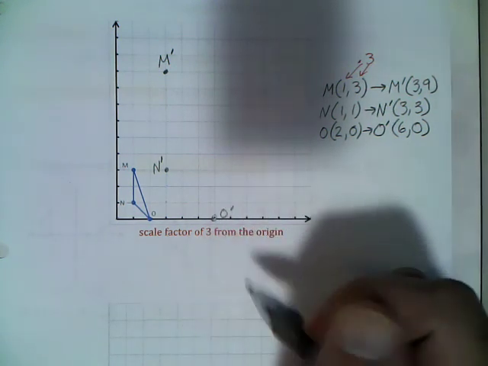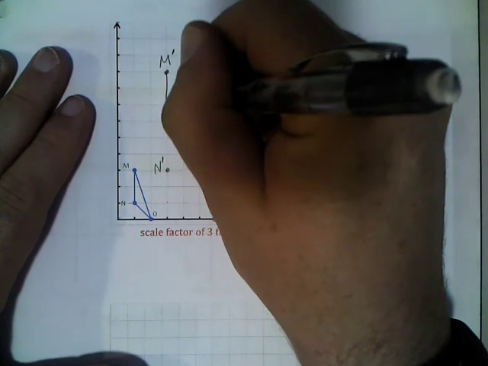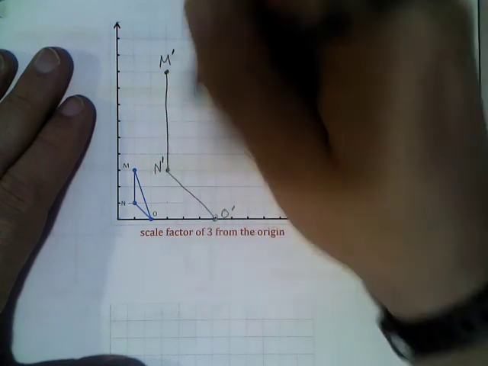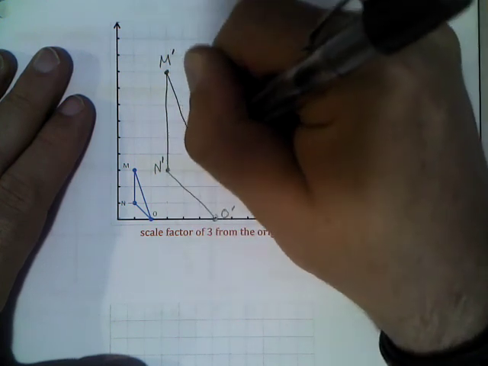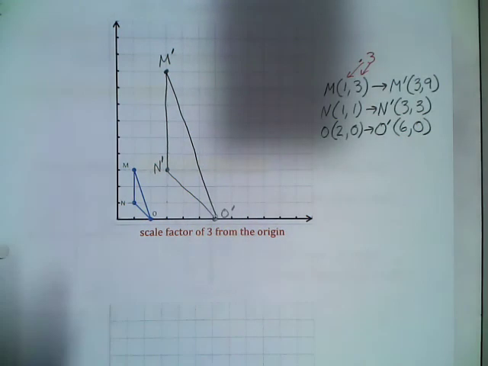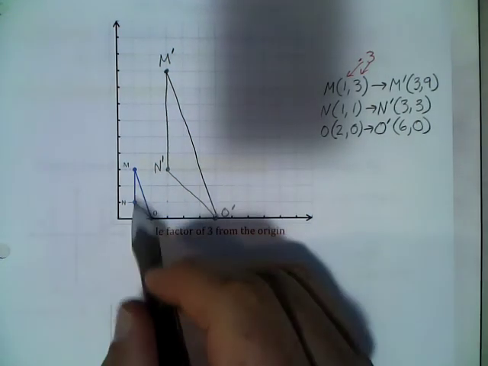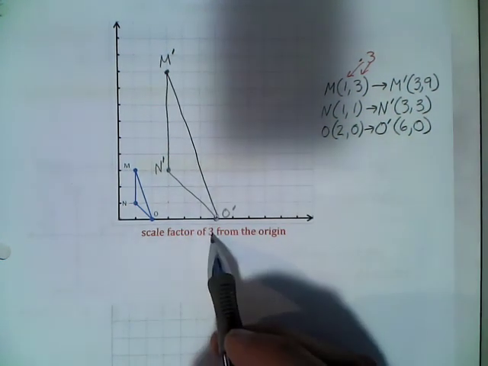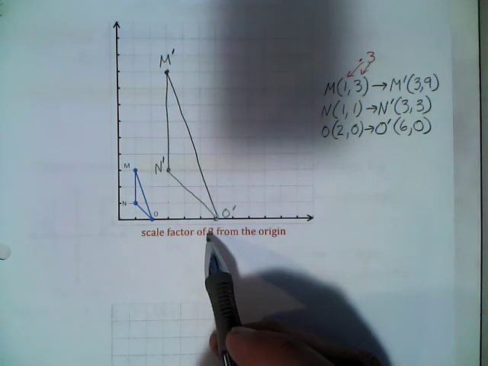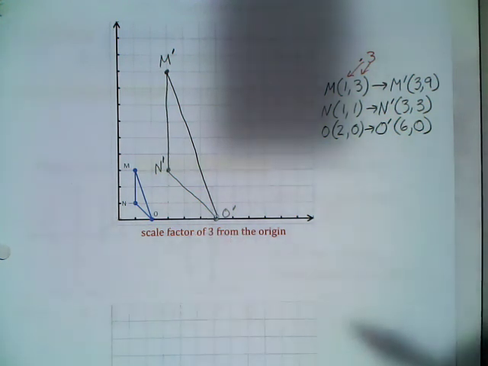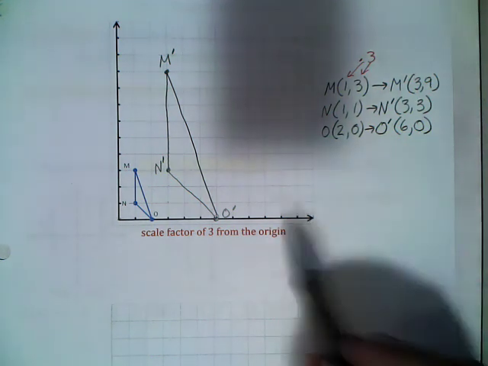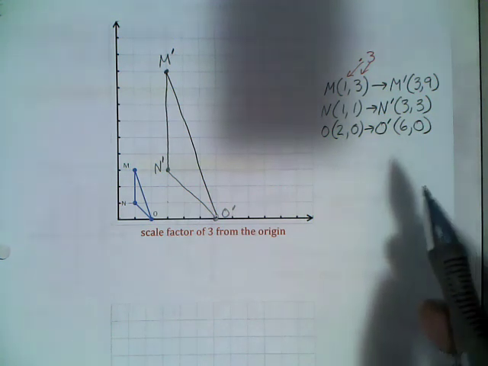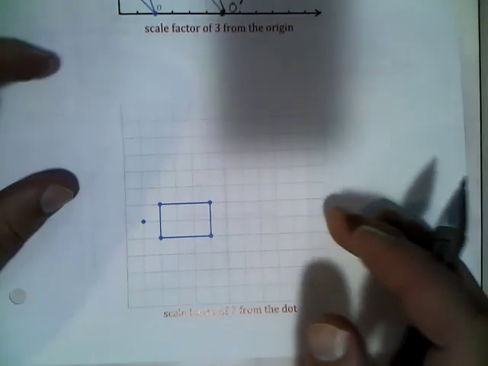That's my O prime. So now if we connect the dots, it should look like we took this smaller triangle, and we just stretched it out to being 3 times bigger than it used to be. And that's a dilation. So when it's around the origin, you can just take your scale factor and multiply both your coordinates by it.